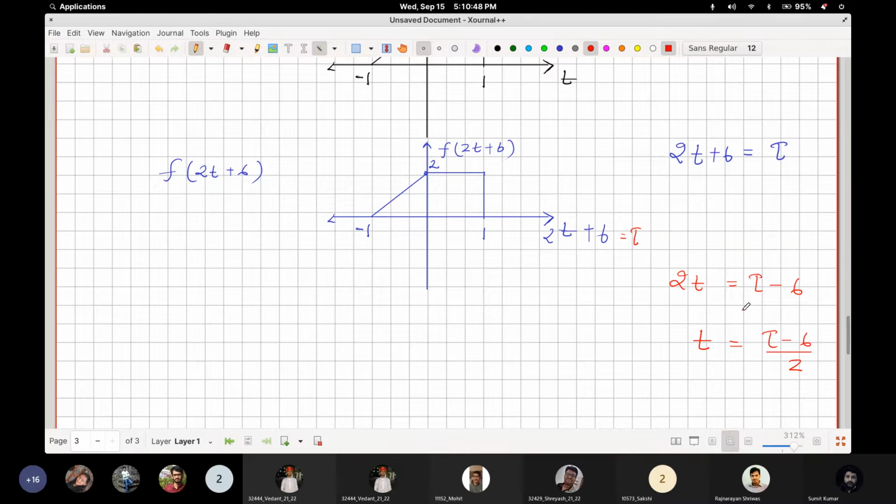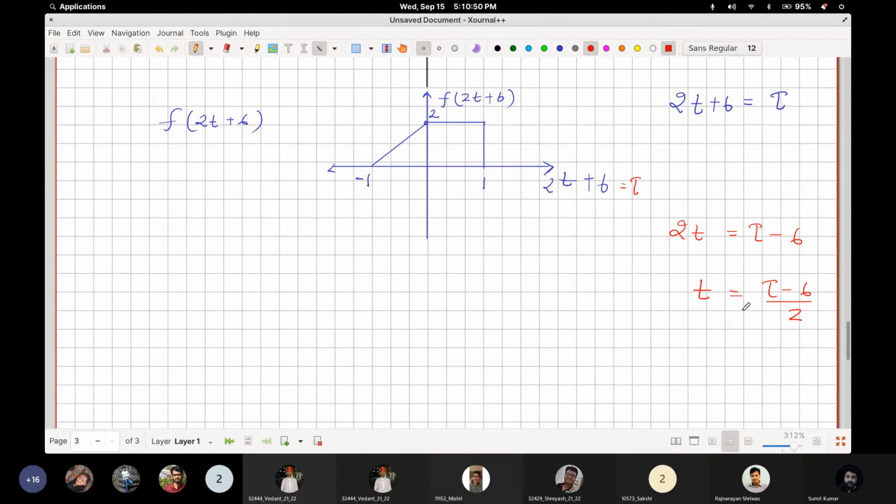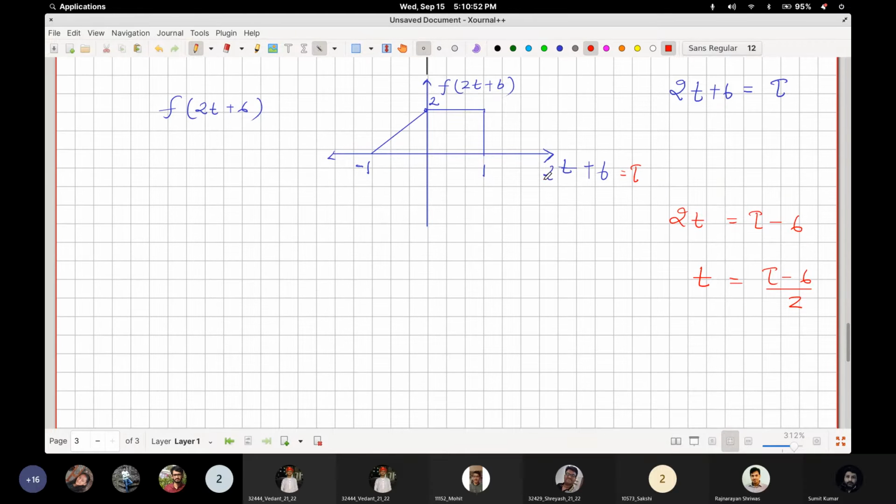Okay, so first thing that we will be doing is we will be writing here, instead of 2t plus 6, we will be writing 2t. But what will be 2t? 2t will be tau minus 6. It means every point, say tau is equal to 1, then tau minus 6, where is that going to be? Can somebody tell me?